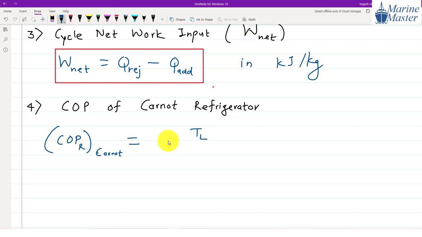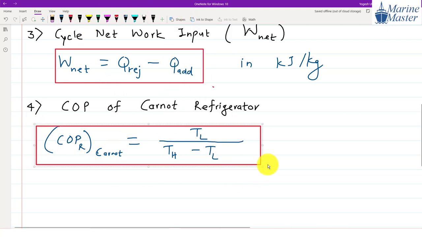That will be TL, low temperature, divided by TH minus TL. See, why are we taking TL in the numerator? Because in case of a refrigerator, our target, the desired effect, is to maintain the constant temperature. This low temperature we have to maintain.